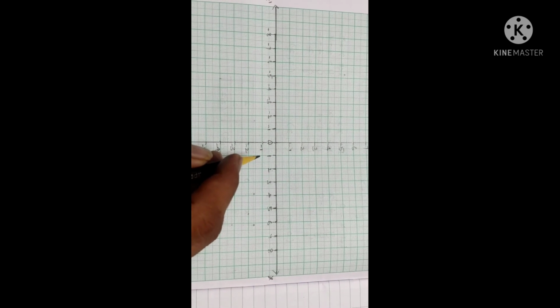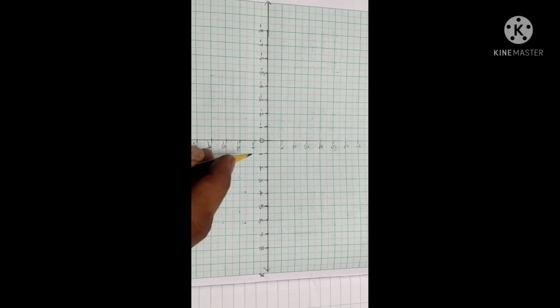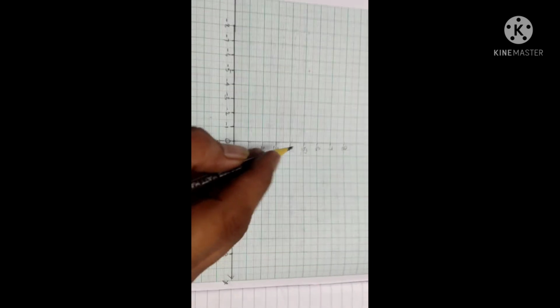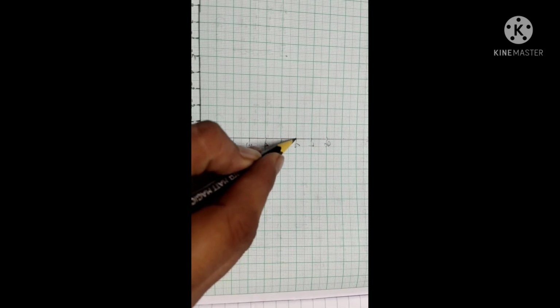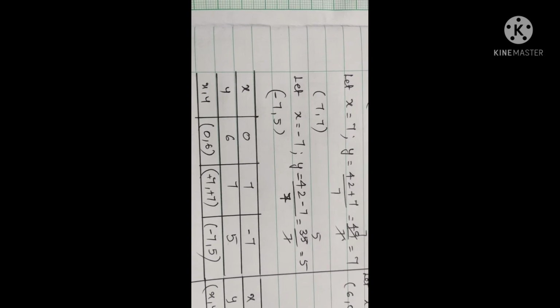0, 6 means x is 0 and y is 6. Does it lie on the x-axis or the y-axis? x is 0 means it lies on the y-axis. See here, so that is 0, 6. And the next one is 7, 7. Both are positive.